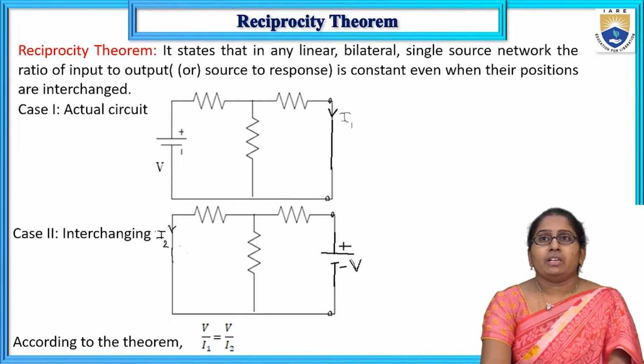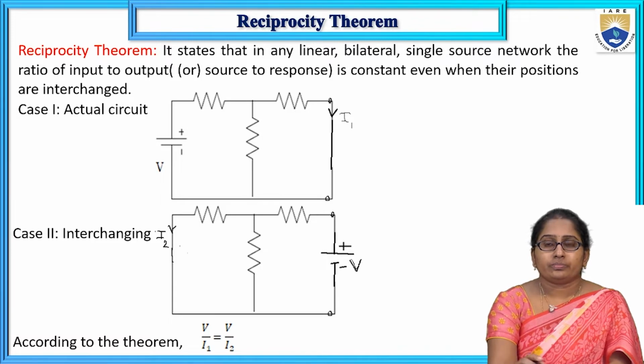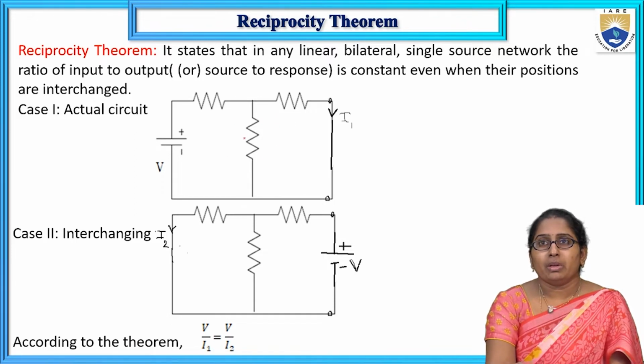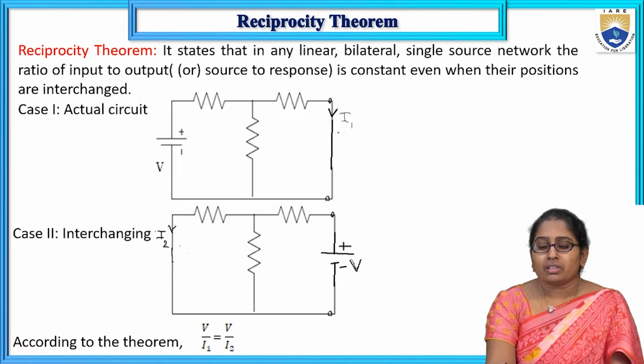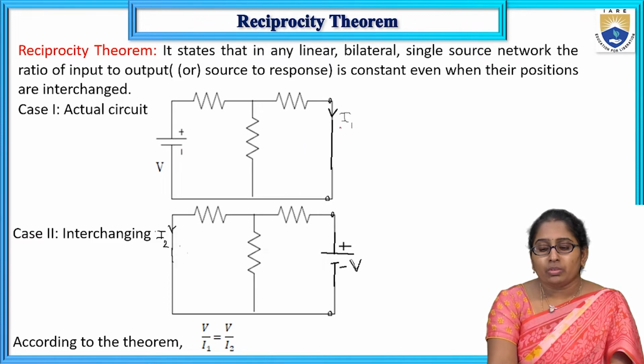So this is explained here. Let's see the first one. This is the actual circuit, case 1. With the input voltage V here, this is a network with the elements connected like this, and the output is I1, the current flowing in this branch. So the response is I1. The ratio of input to output in case 1 is V by I1.